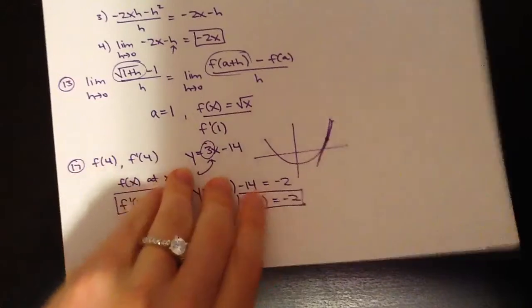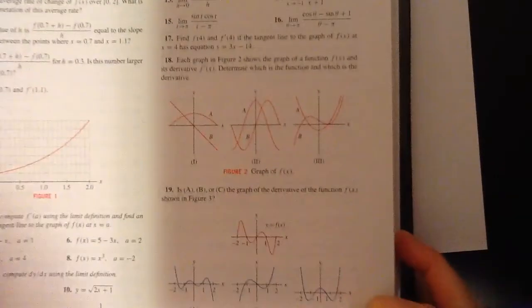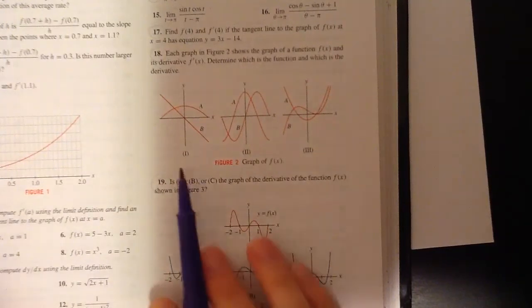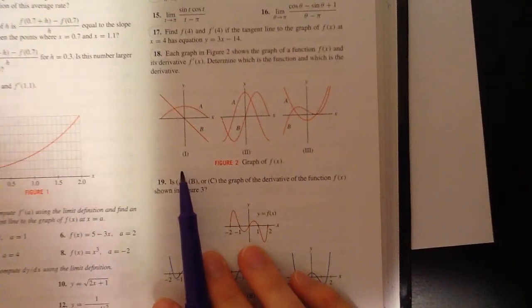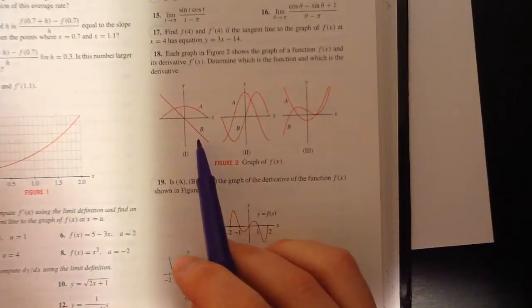Number 18, we've got these derivatives. So I'm going to take a look at the graphs right here so you guys can see these. Each figure shows the graph of a function and the graph of its derivative. We want to determine which is the function and which is the derivative. Starting in graph number 1 here, this one should be fairly obvious. A is something quadratic, B is something linear. We know that a quadratic function always has a linear derivative. So here A is the original function and B is the derivative.